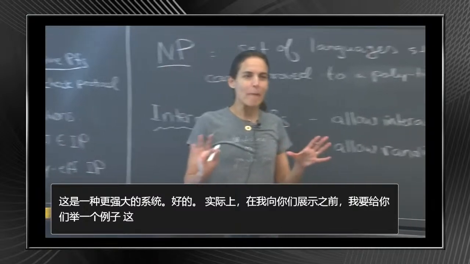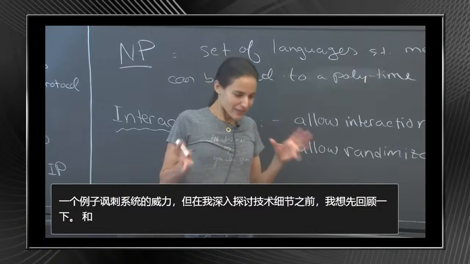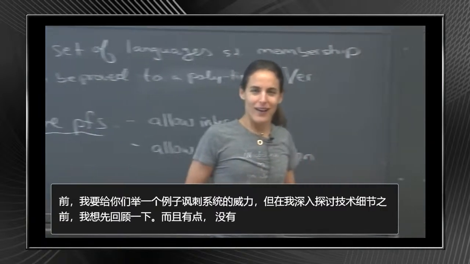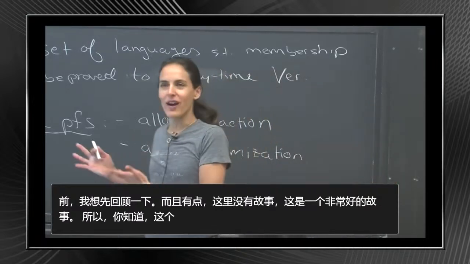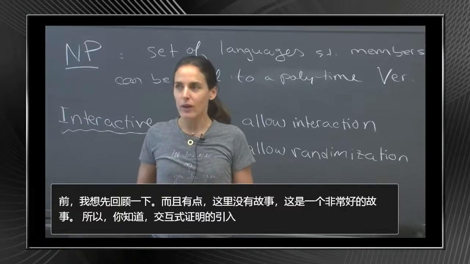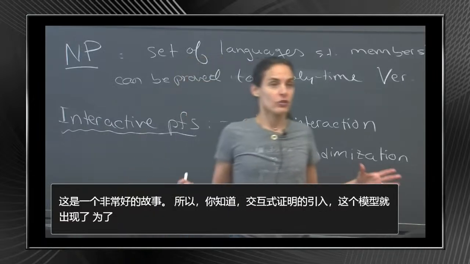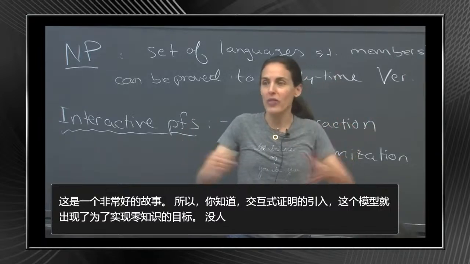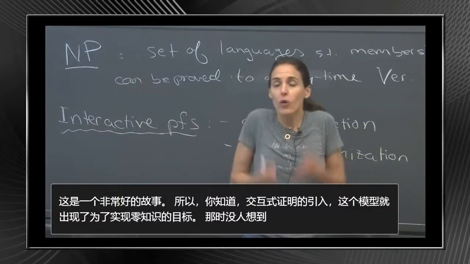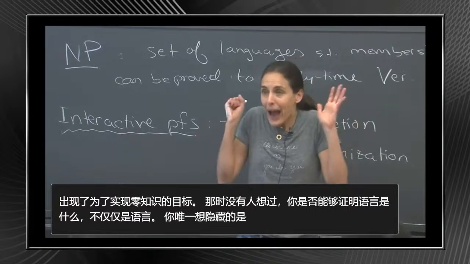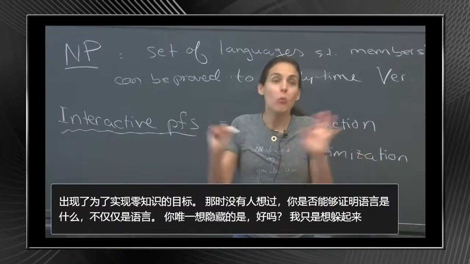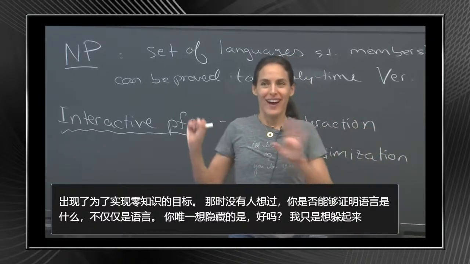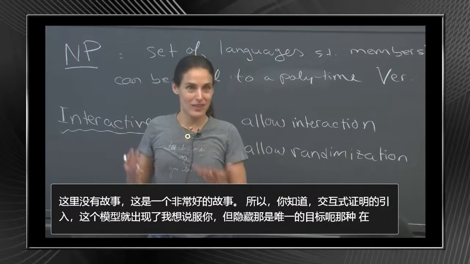But before I go into the technicality, I want to step back for a second and think a little about the story here, which is a very nice story. This introduction of interactive proofs came about for the goal of doing zero knowledge. Nobody thought at that point about whether you can prove more languages. The only thing you want is to hide. I just want to hide why a theorem is true. I want to hide the proof. I want to convince you, but hide. That was the only goal that introduced this model.